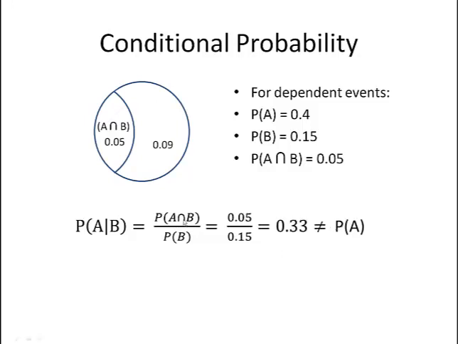What happens to conditional probability when you have dependent events? Well, now we're going back to the example from before, where the intersection was actually equal to 0.05. In this case, we have 0.05 divided by 0.15, and we get 0.33, which, as you probably shouldn't be surprised, is not equal to the probability of A. It's because they're dependent events. But that just gives you an example of how that works.